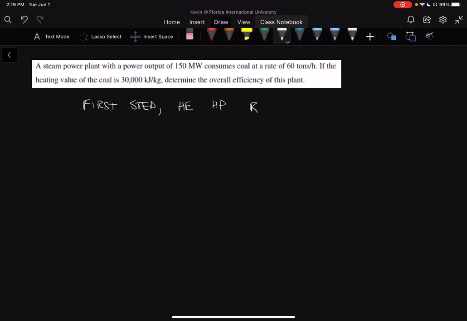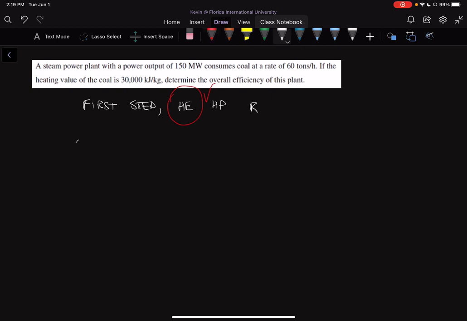Now, in our case, we have a steam power plant. And if we look at earlier, we know that a steam power plant is there to create some work. It's creating power, so that means it's going to be a heat engine. We don't even have to assume it. We know that if something has a power output, it can only be a heat engine.